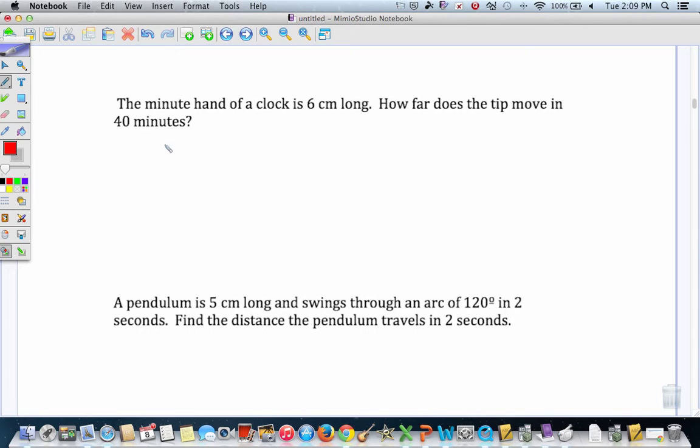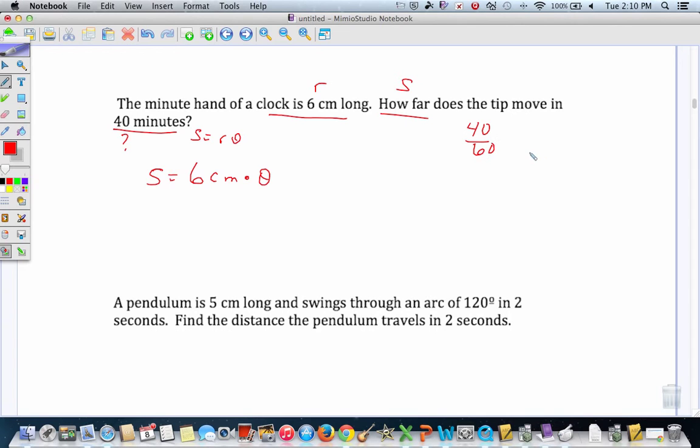The minute hand of a clock is 6 centimeters long. How far does the tip move in 40 minutes? How far is our S? Minute hand is 6 centimeters long. There's our radius. In some way, shape, or form, we're going to make this 40 minutes into our theta. So S equals R times theta. Trying to find S. Our radius is 6 centimeters. And again, somehow that angle is going to be theta.